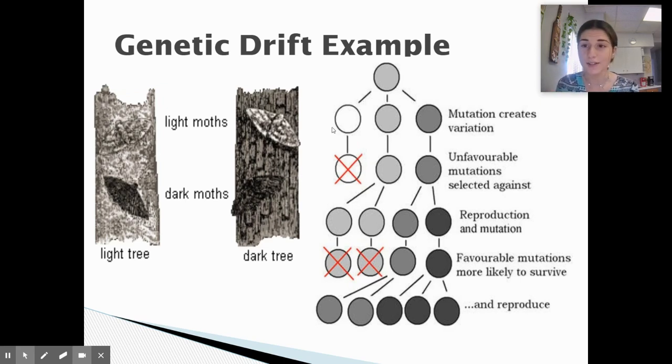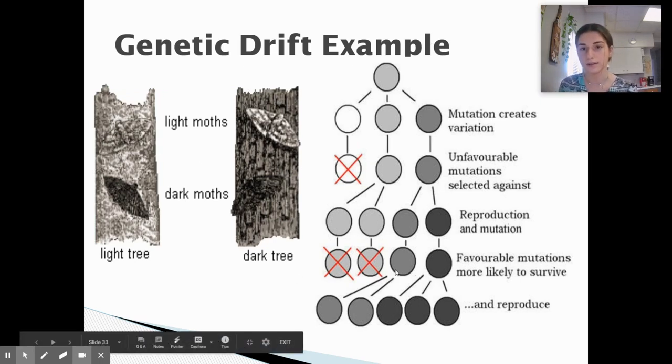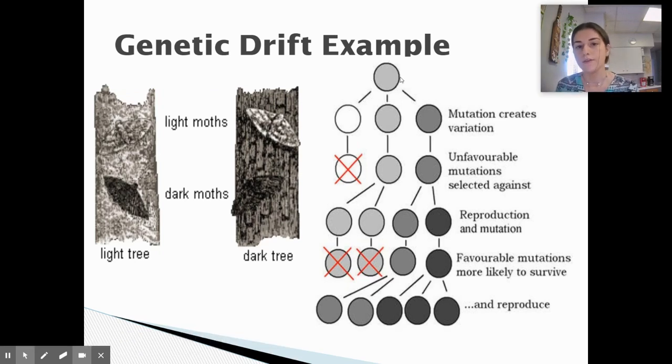But then, as the trees got darker, the dark moths were able to blend into the dark tree, but the light moths were not. So we are going to look at the dark tree in this little picture that we have. So we have a medium gray moth first, and then there's a mutation that creates variations. So over time, there were mutations that created a lighter moth, and then it kept the medium gray moth, and then a darker gray moth.